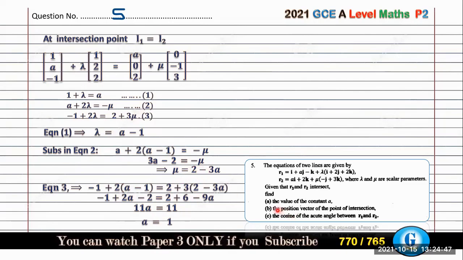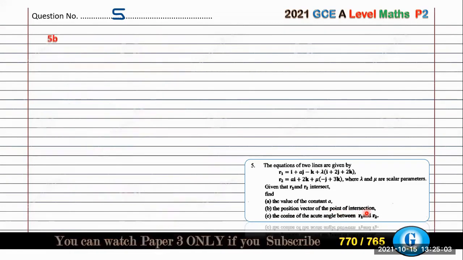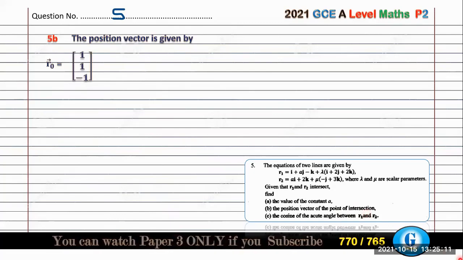Now, part B of the question wants us to find the position vector at the point of intersection. For this position vector, we can just substitute the values of a and mu into the equation that requires a and mu, or the one with a and lambda. So this will give us for the position vector, which is r0, we can use the first equation. We will have 1, 1, minus 1, because a is 1, right? Plus lambda. The lambda value at the point of intersection is 0, right? So this gives us 1, 1, minus 1, because lambda is equal to 0.